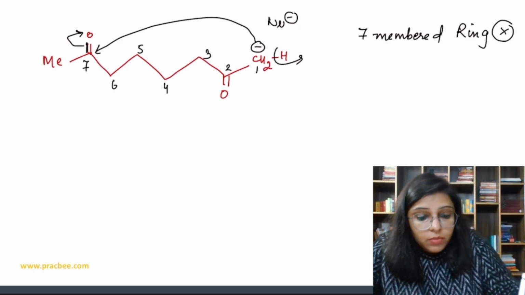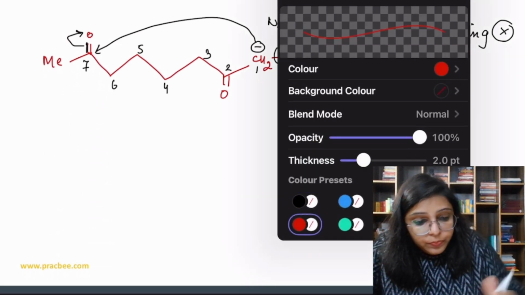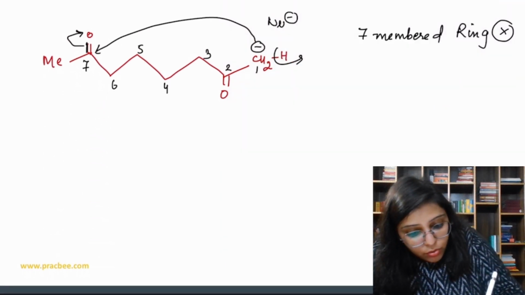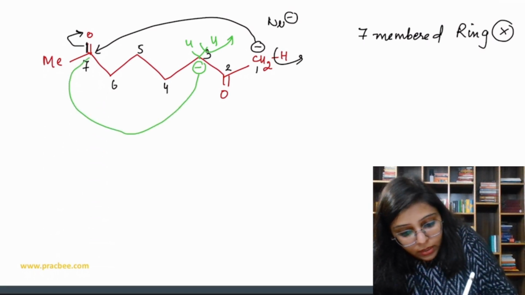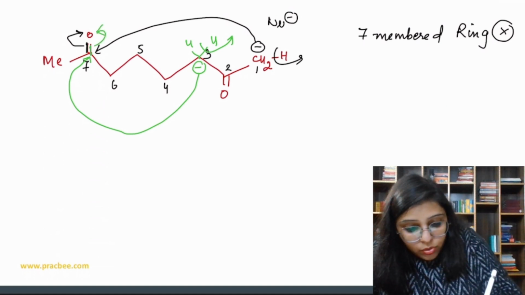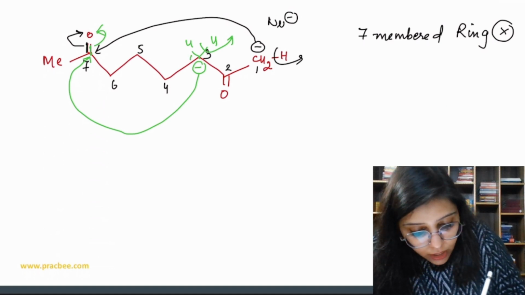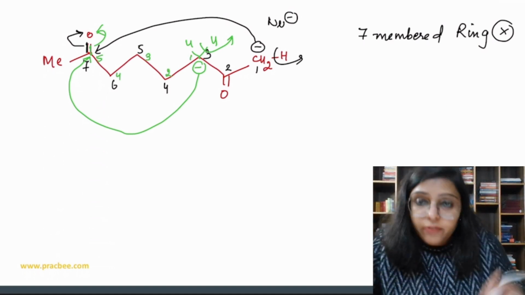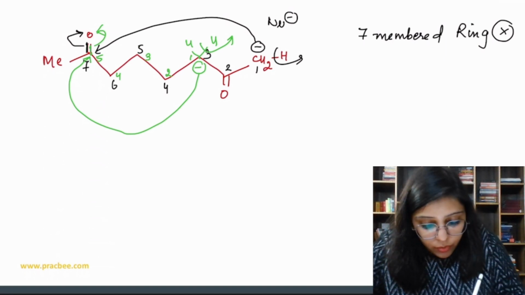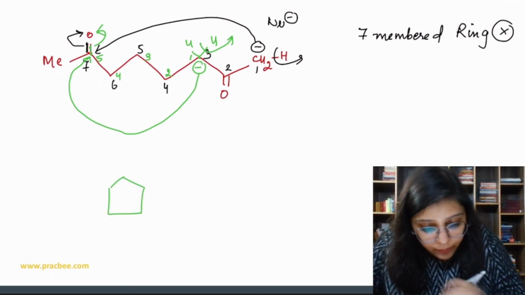Now we have another possibility. What is other possibility? We have hydrogen over here. So let's remove hydrogen from here. So negative charge comes over here and we do this. By doing so, we get 1, 2, 3, 4, 5. 5-membered ring. So 5-membered ring we can form. So let's form 5-membered ring.